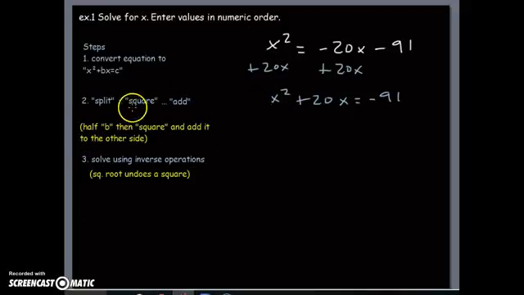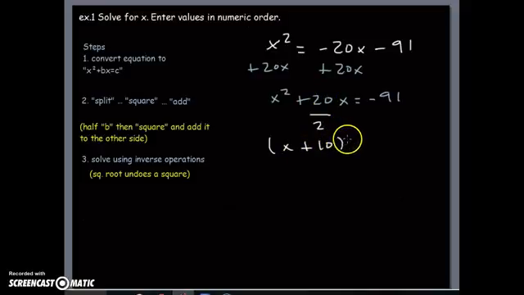Now our second step is to split, square, and add. So these are 3 things in one. We're going to half b, take that and square it, and then add that to the other side. So we're going to split b, divide it by 2, and drop it into our binomial. This is a shortcut way of doing this.